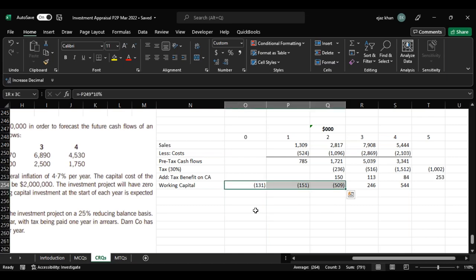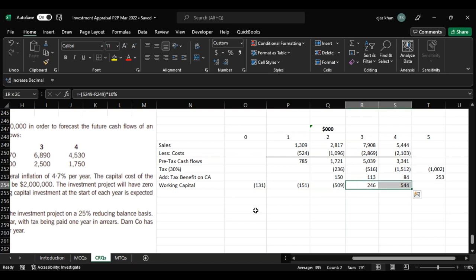So remember one thing: irrespective of how much working capital we invest, we have to eject it at the end of the project. I hope that's clear.